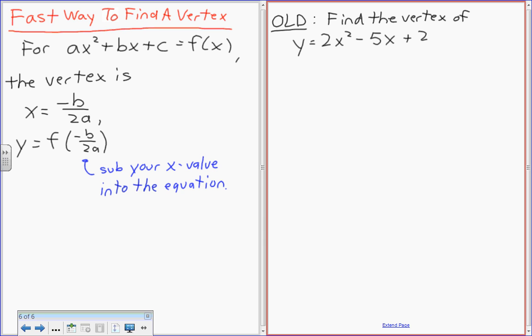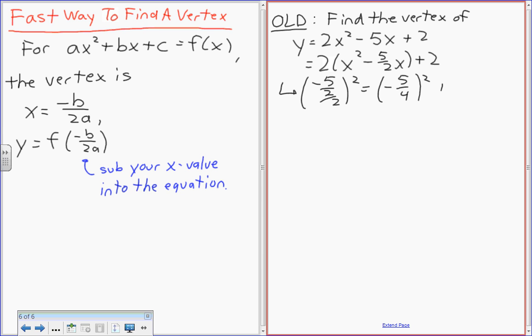So this is the old way we have to do it. What was the old way to find a vertex? Yeah, complete the square. I'm going to do this 100 miles an hour if you don't mind.